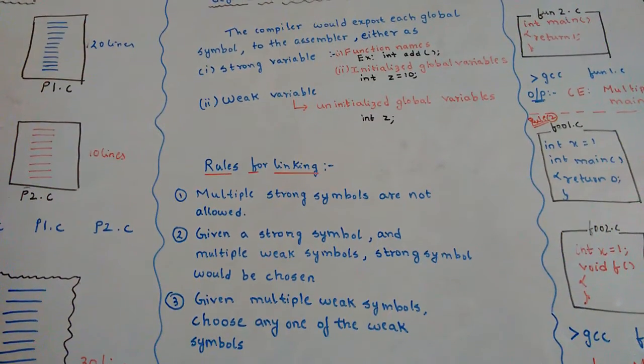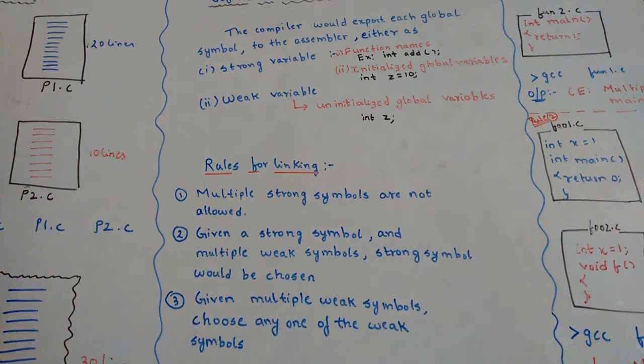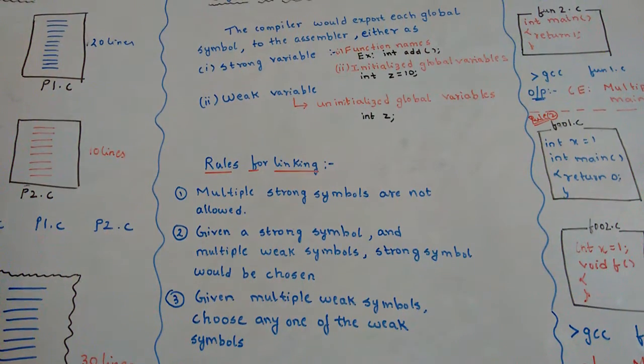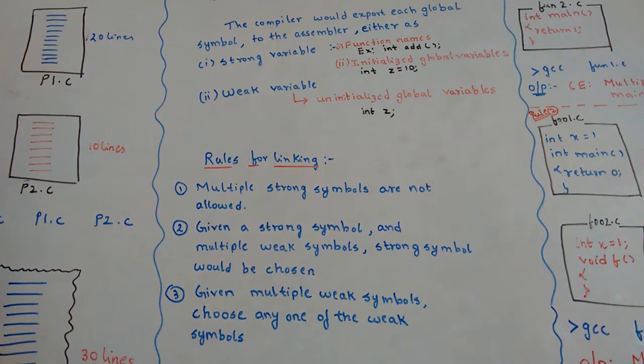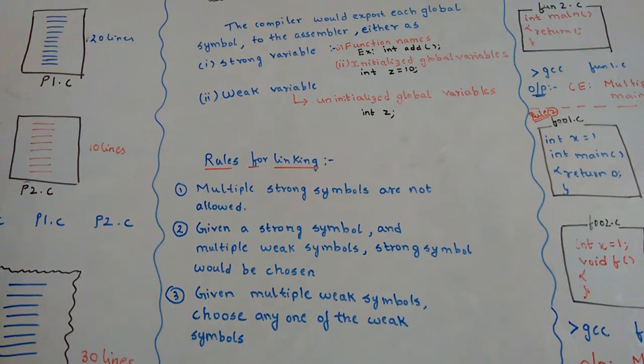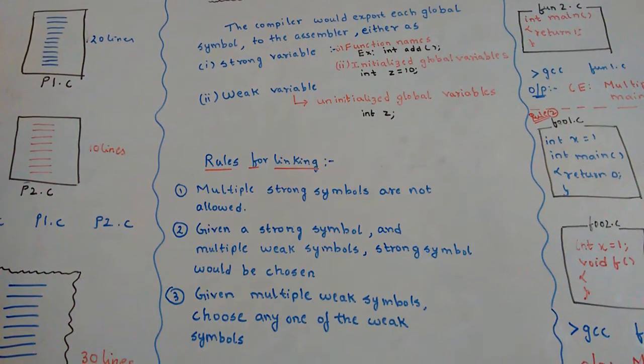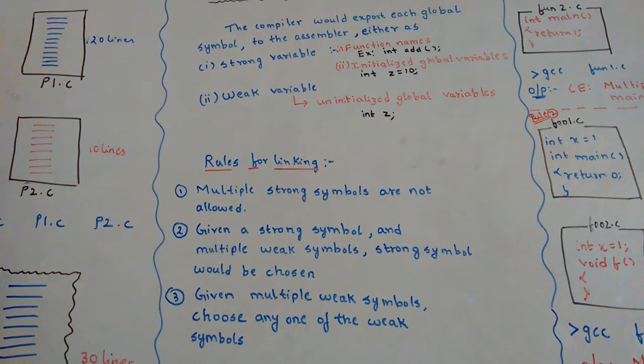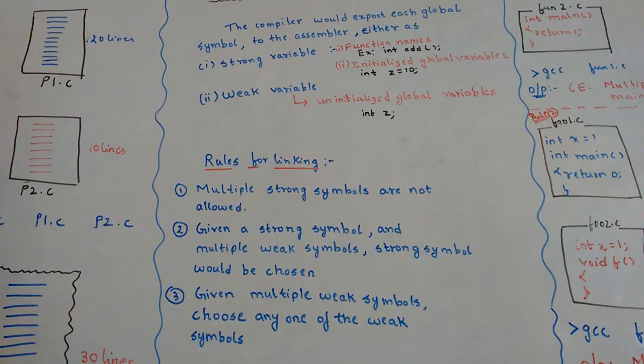The compiler would export each global variable, or rather global symbol, to the assembler as follows. First one, it may export it as a strong variable, or it may export it as a weak variable. So if you ask me which variables are exported as strong variables, all the function names are exported as strong variables. Not only that, all the initialized global variables are exported as strong variables.